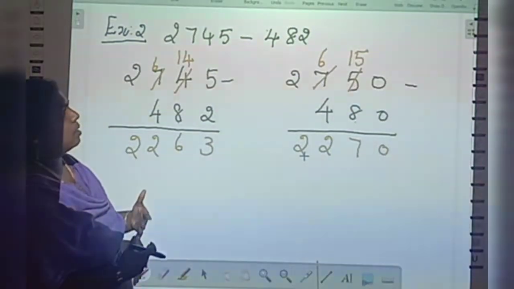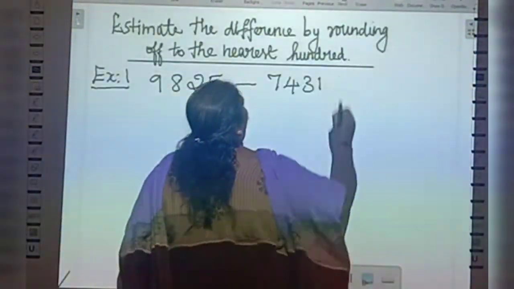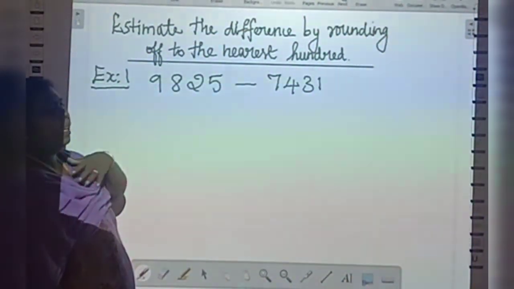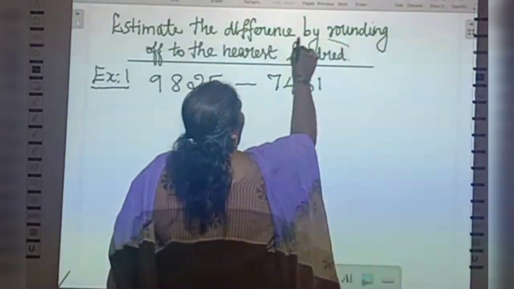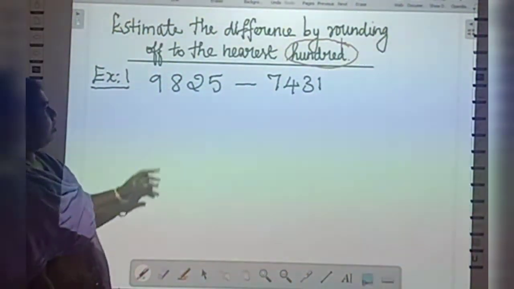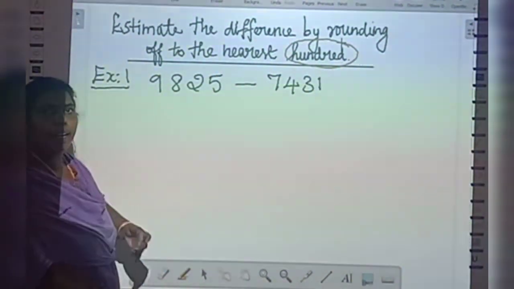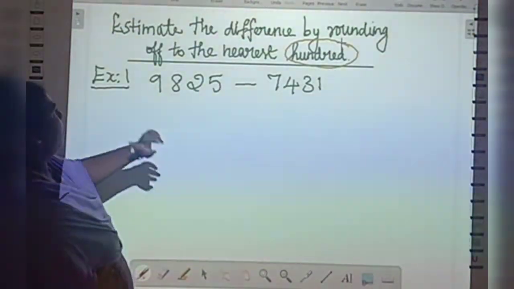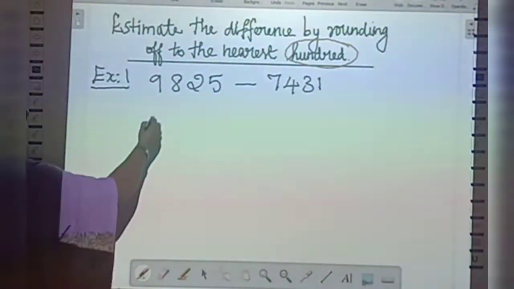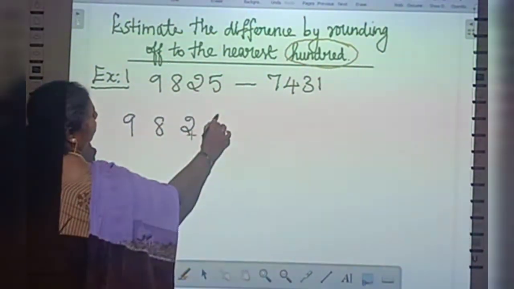Next we are going to discuss nearest 100. Yes, nearest 100. We estimate the difference by rounding off to the nearest 100. So the first example, 9825 minus 7431. First find the actual difference. The actual value is 9825.